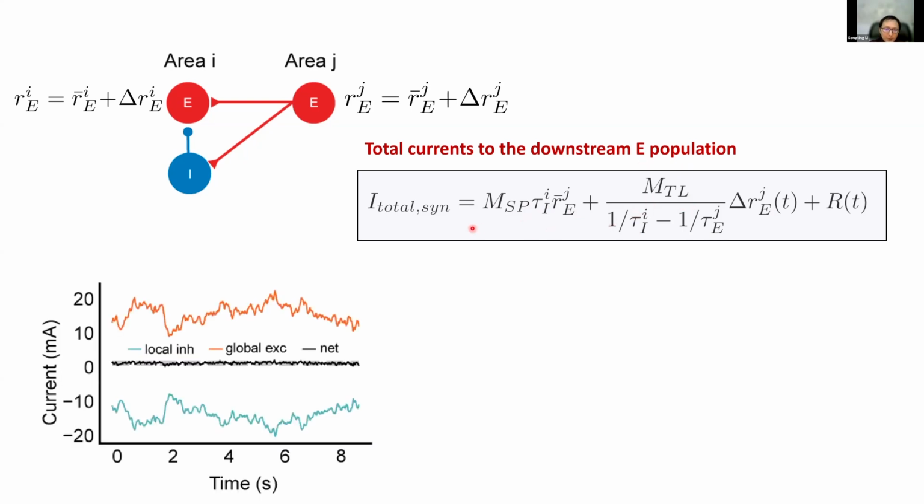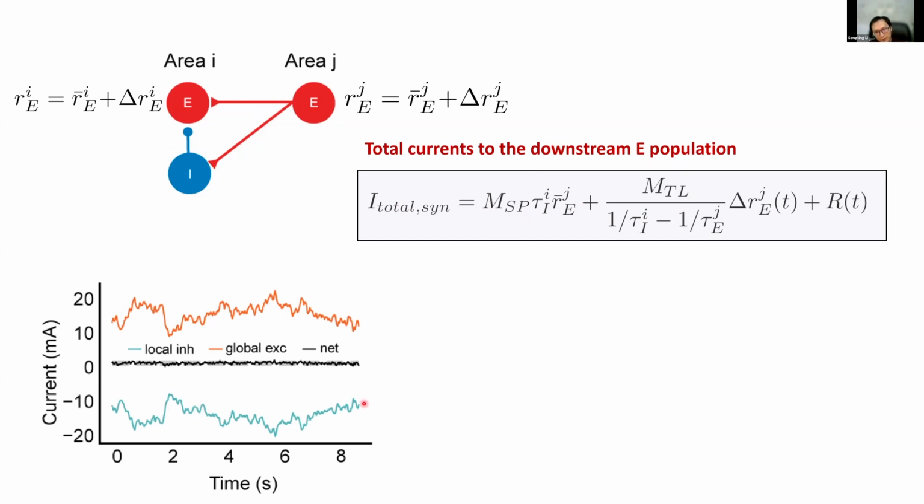So the mean total current is actually contributed by the summation of the direct excitation currents and the indirect pathway inhibition currents. So if we have a large MSP, which means the mean is large, the two currents, E and I, will not cancel in their means.